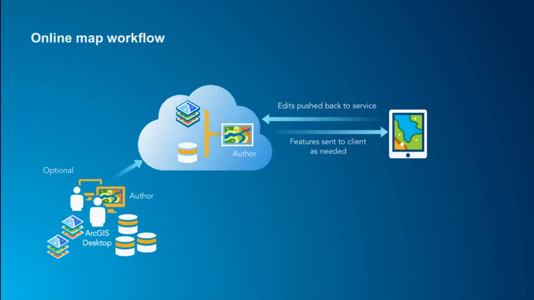This is the easy slide, online workflow. You basically author your data in ArcGIS Online, or you optionally author your data in desktop and publish it to ArcGIS Online. And then features and maps are brought down to the client, and if you edit the map or edit the data, you can then push those edits back up to the cloud. Pretty straightforward.